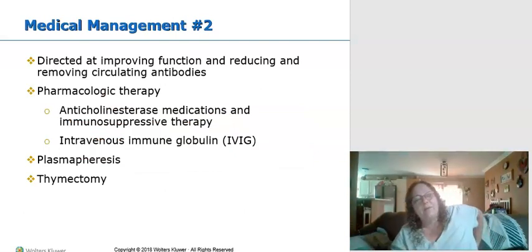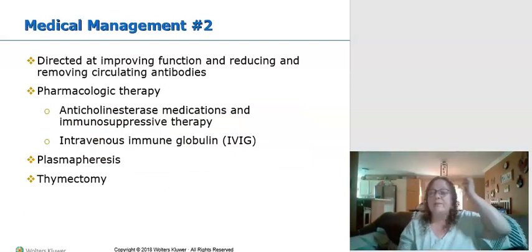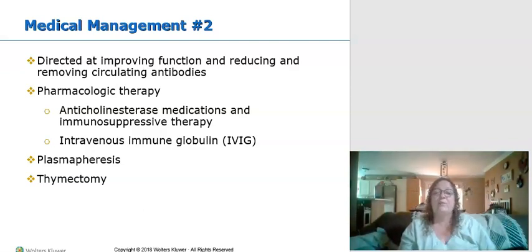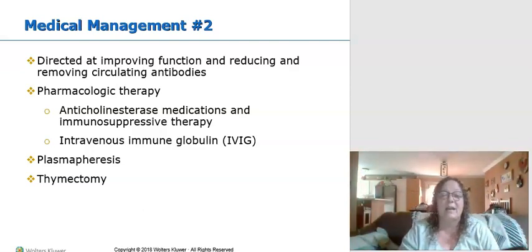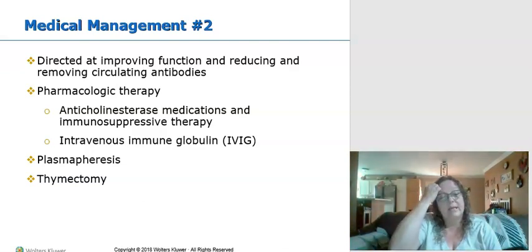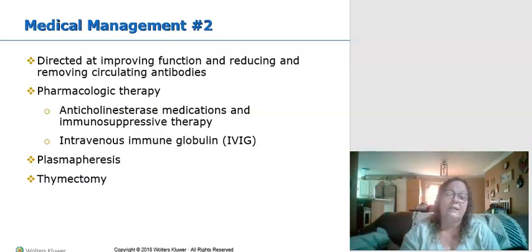So the medical management is directed at improving function and reducing and removing the circulating antibodies. So pharmacologic therapy is anticholinesterase medication and immunosuppressive therapies. So anticholinesterase is any of several drugs to prevent the destruction of the neurotransmitter acetylcholine by the enzyme acetylcholinesterase within the nervous system.